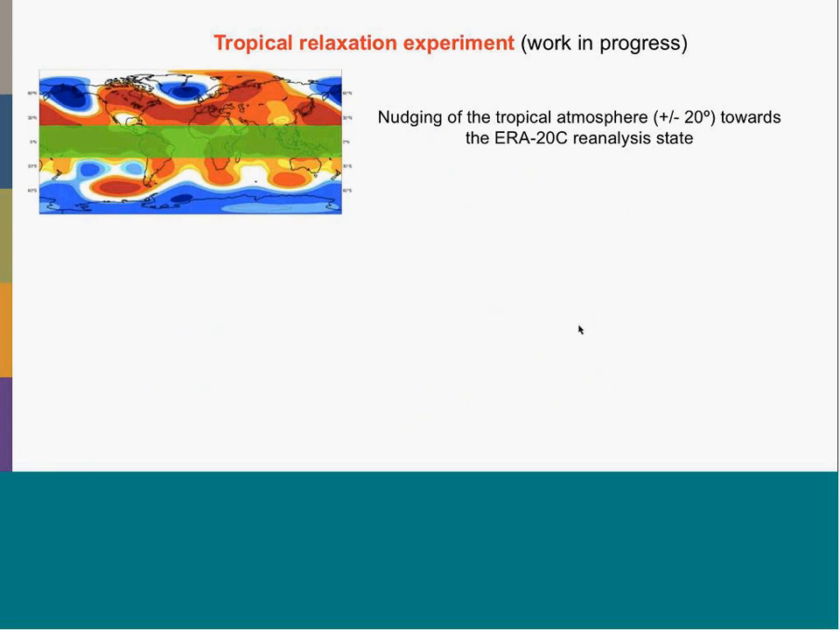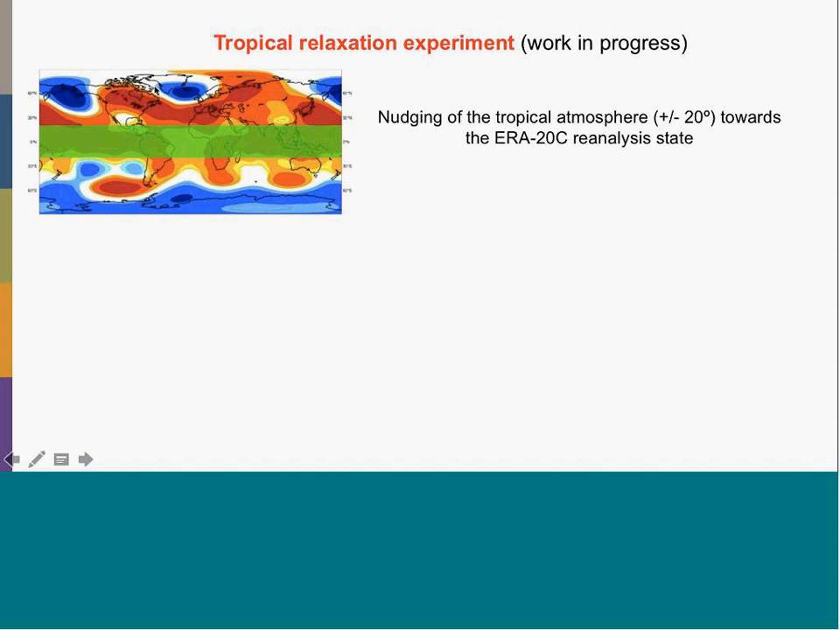Something that is really very much work in progress, and we only looked at it earlier this week, is an experiment we performed with a similar setup to these long hindcasts, where we relax the tropical atmosphere towards the reanalysis. I noticed that my colleague Frederick Vitart talked about relaxation experiments in relation to the MJO earlier this morning. But what we basically do is take a tropical band, supposed to be 20 north to 20 south, and we nudge the atmosphere towards the reanalysis state.